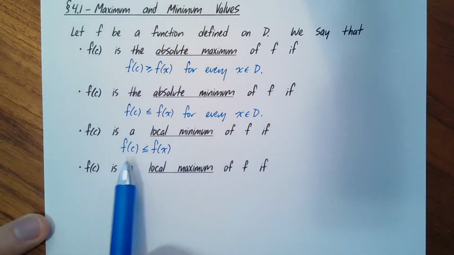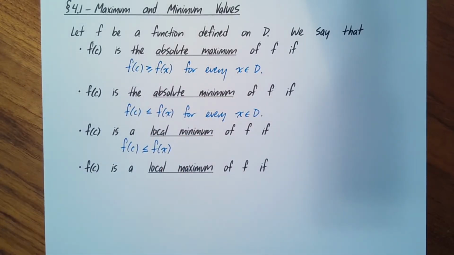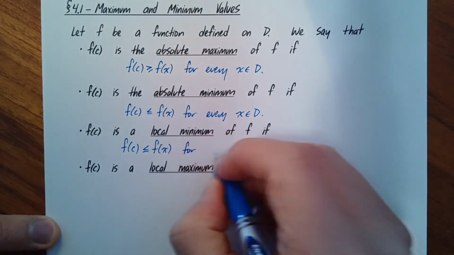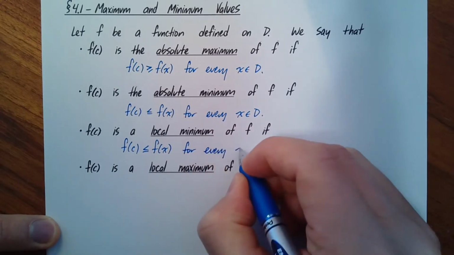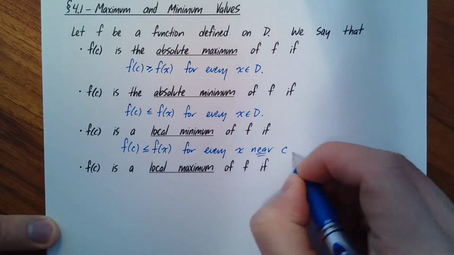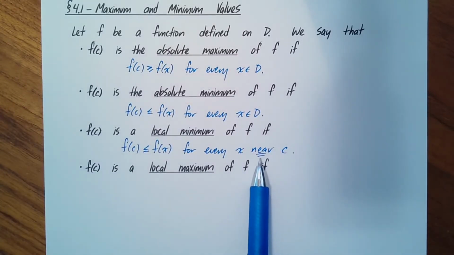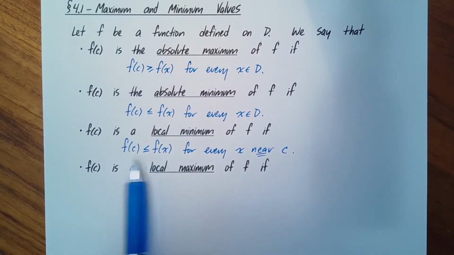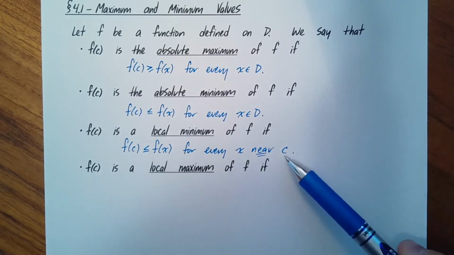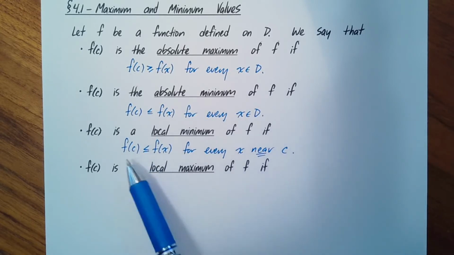if f of c is less than or equal to f of x. But we're not going to require this inequality to be true for every x in the domain D, because then that would be an absolute minimum. So all we're going to do instead is just require this to be true for every x near the point c. And remember what that word near means. If I say that a statement is true for every x near c, all I mean is there's some open interval that contains c such that this statement is true for every x inside that interval.